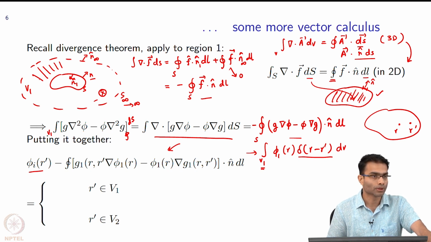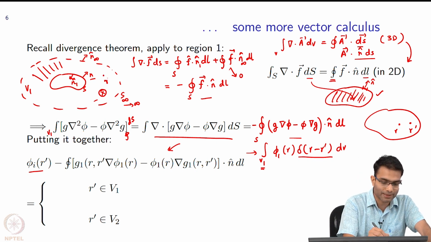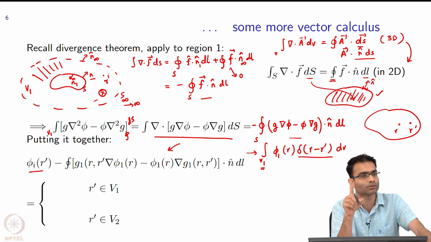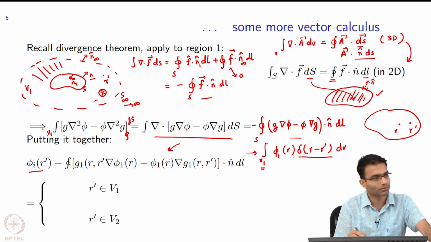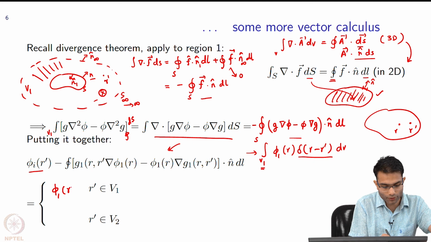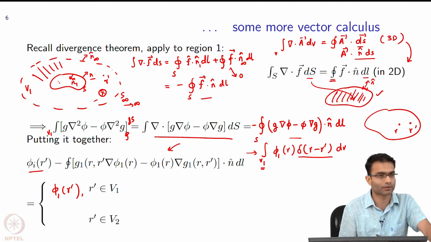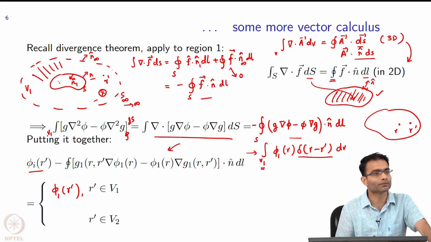V2. If r prime is in V1, that means r prime is, let us say, here, and I am integrating over that volume which contains r prime. That means there will be one point where r is equal to r prime, and when I integrate the delta function over that volume, what will happen to this integral? I will get phi 1 of r prime, exactly. On the other hand, if r prime were inside here and I am integrating over V1, what will happen? What is the value of the delta function? It is 0 everywhere, right.